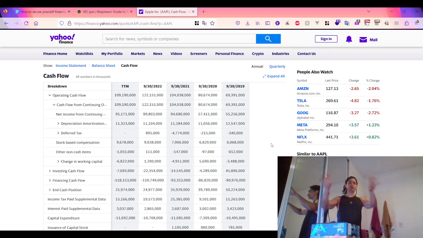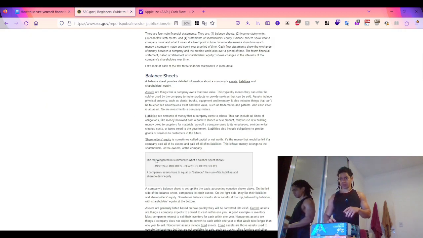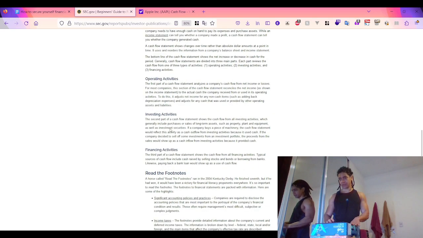So once I look at these most common operating activities, the cash flow statement reconciles them by looking at the net income from the income statement and adjusting for any non-cash items that affect the income statement without any cash involved. For example, amortization, depreciation, and stock-based compensation, and adjusting for any cash that was used or received by other operating assets and liabilities.